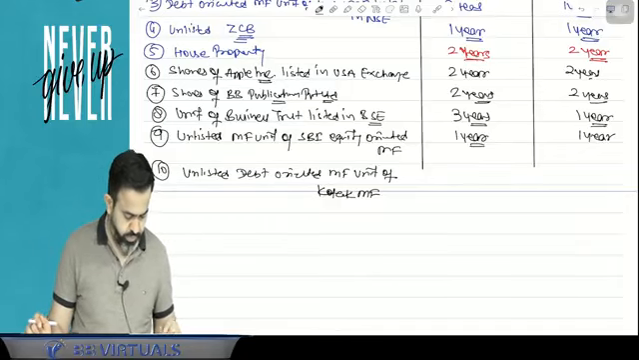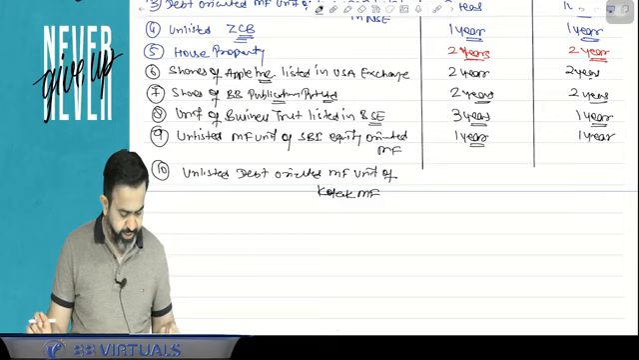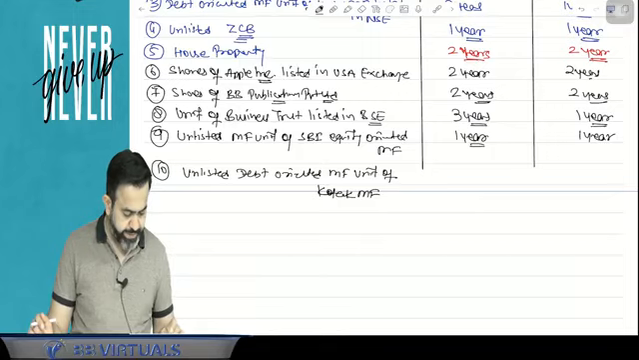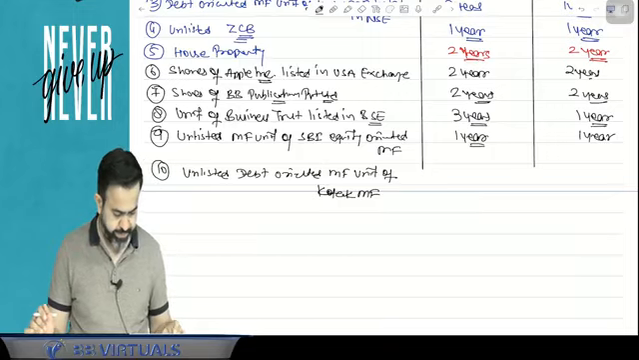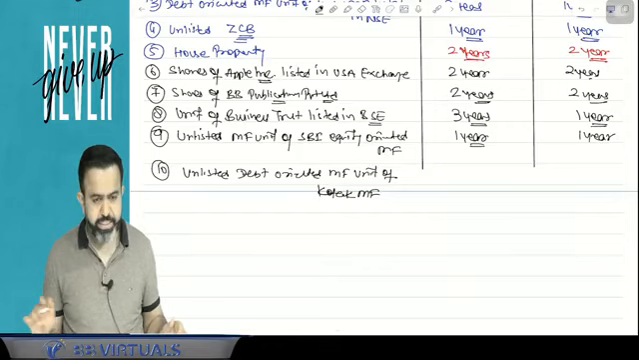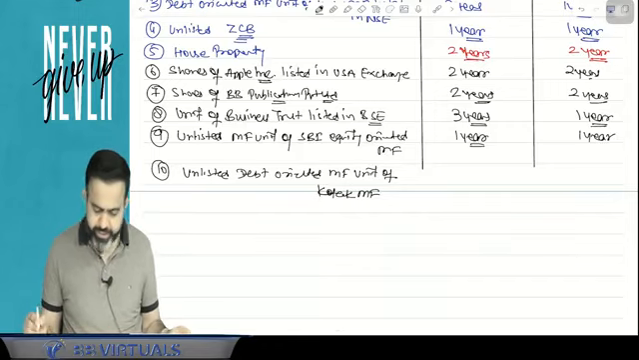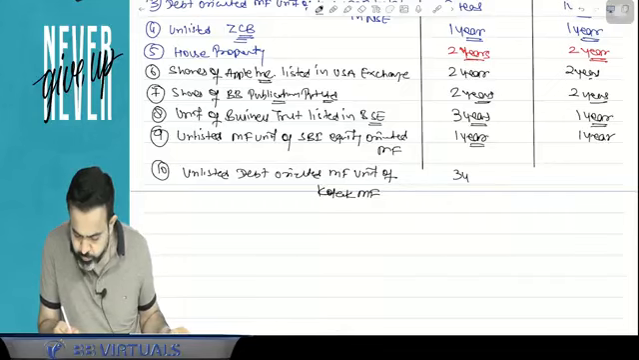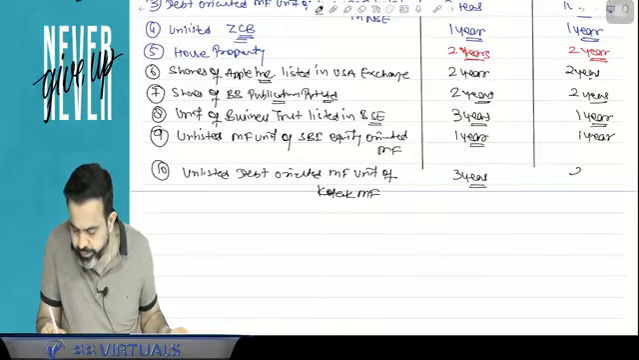Unlisted debt oriented unit of Kotak Mutual Fund. The right answer is, can I say that earlier it was 3 years and now it is 2 years.